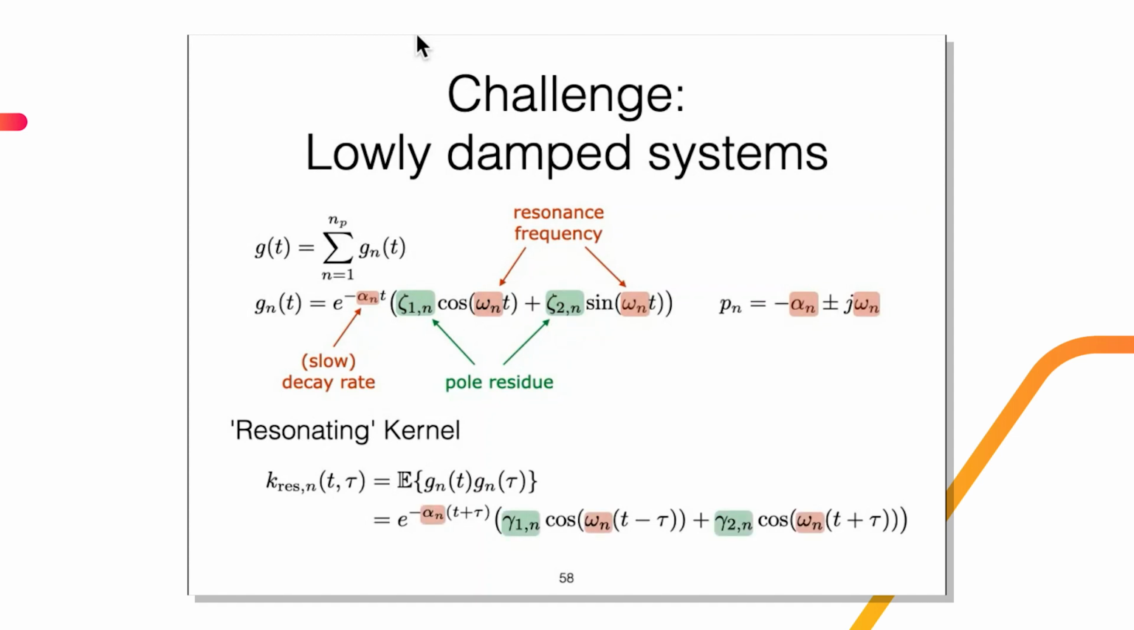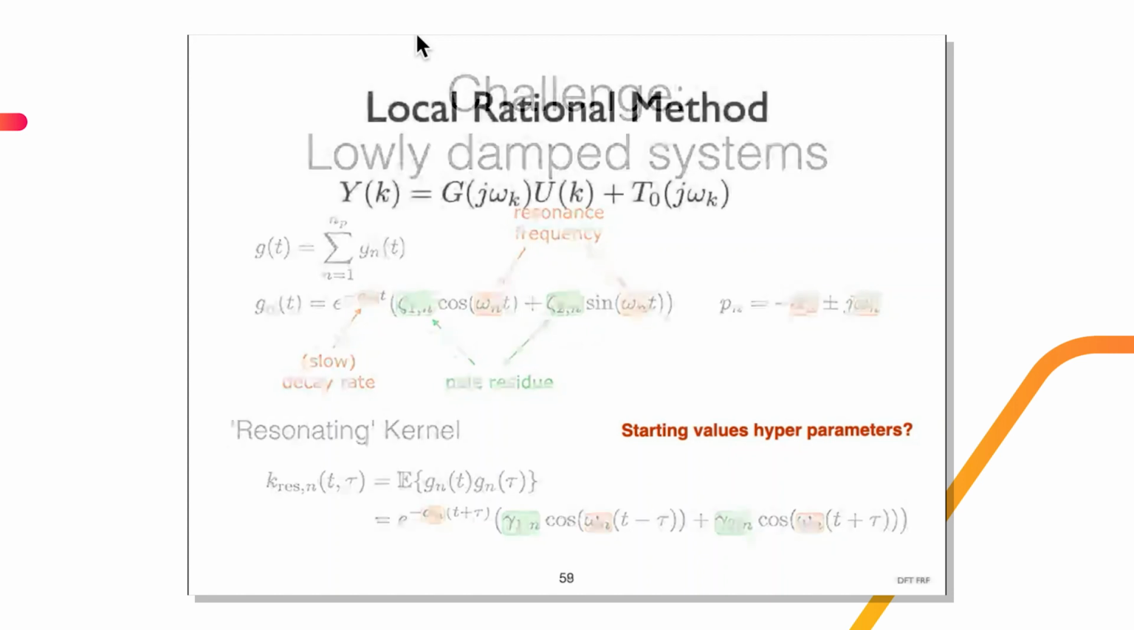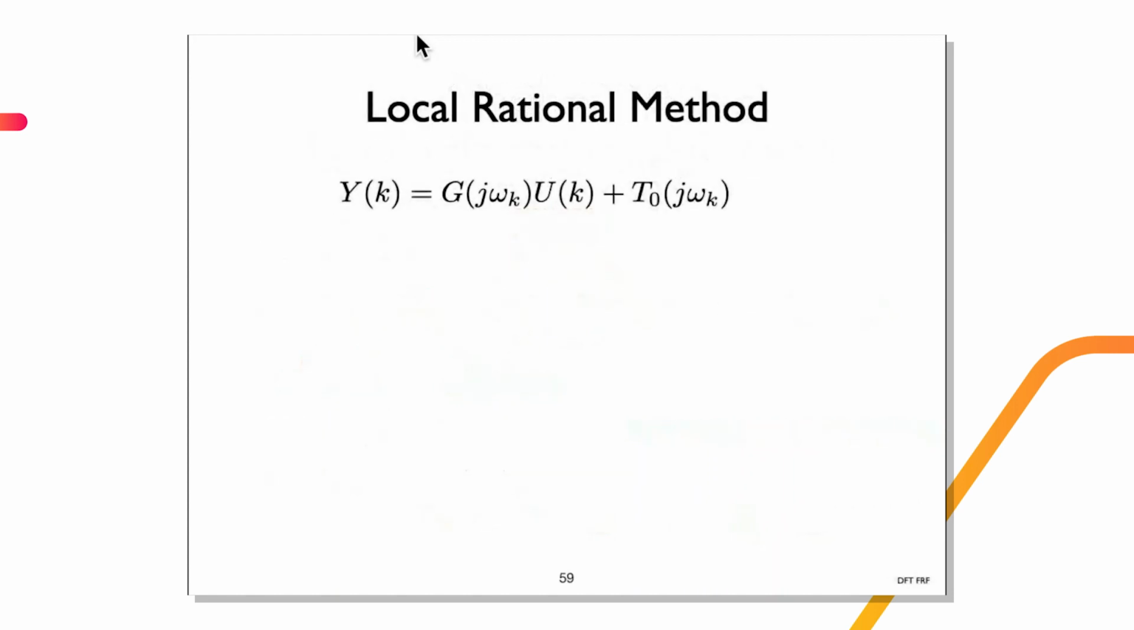The question that is on your minds, and that I will just ask you now: how do you deal with the hyperparameters? So you're introducing quite a lot of additional hyperparameters here, namely the resonance frequencies, the pole residues, and the decay rate. Well, we have to find some kind of starting values of those. And to do that, we will use the local rational method.